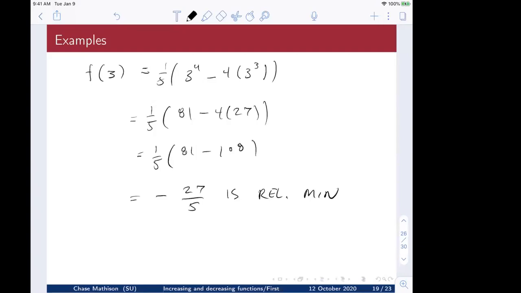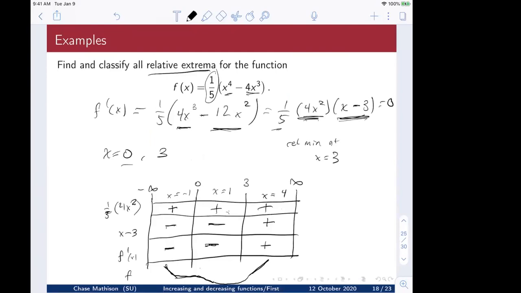Okay. So again, I found f of 3 because not only do we want to know where the relative minimum occurs, but we want to know what the relative minimum is. Okay.